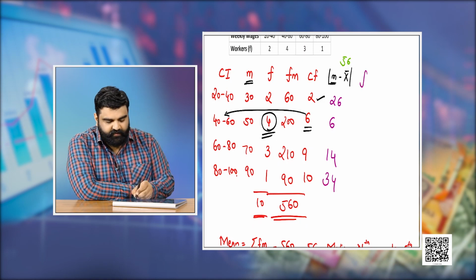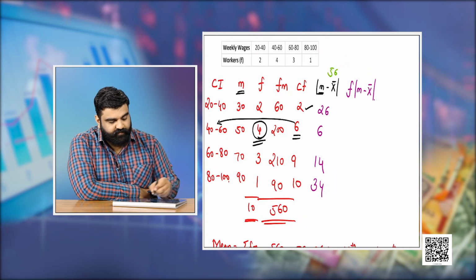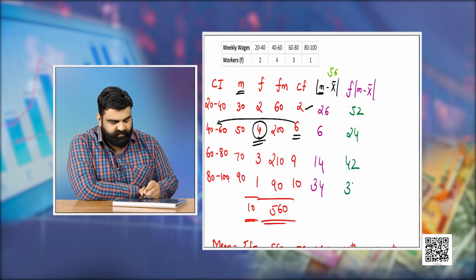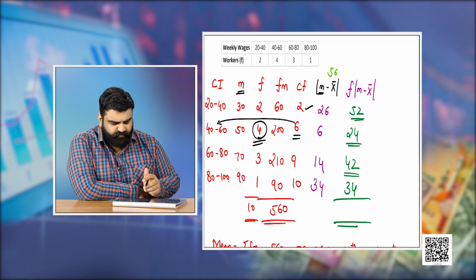Now, let us multiply the frequencies with the difference between mid values and the mean. So, this will be 52, this will be 24, this will be 42 and finally 34. Now, let us add this up. So, we have 52 plus 24 which will be 76, then we have 42 which will be 118 and then we have 34 which will be 152. So, the total of this will be 152.